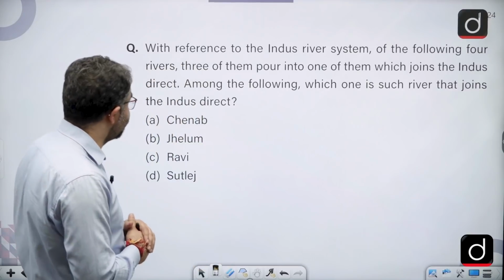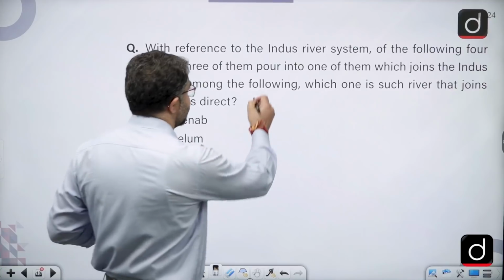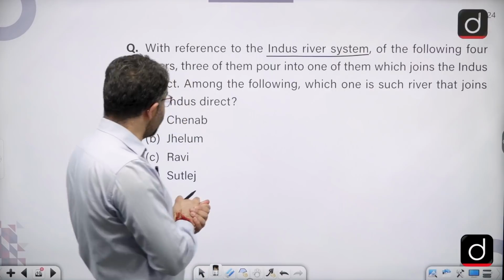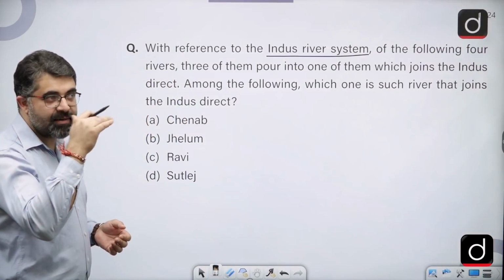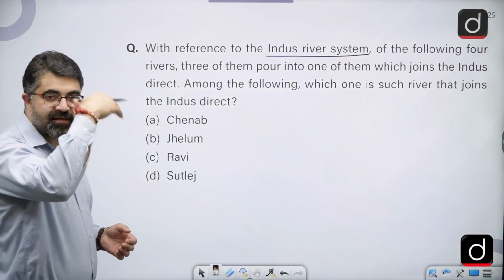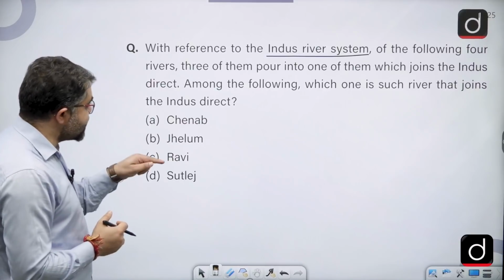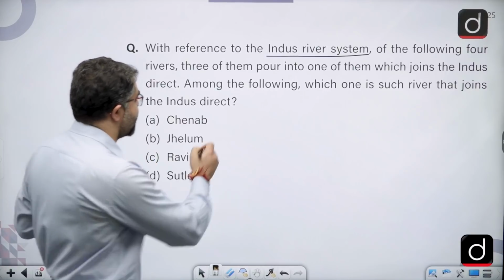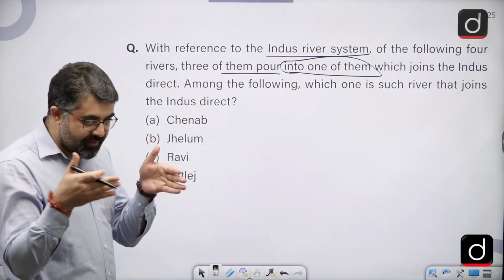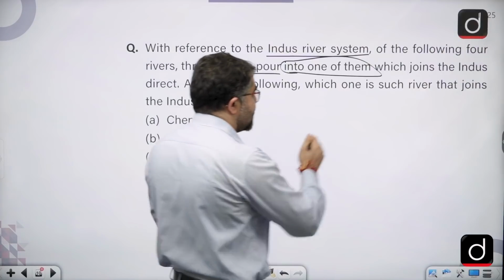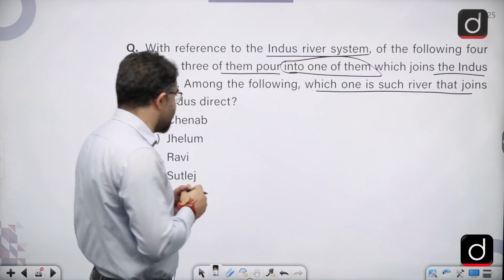Like suppose the question was asked, and it becomes a little confusing when you read the statement in the first line. With reference to the Indus river system, of the following 4 rivers. So Indus system, just go through it: Jhelum, Chenab, Ravi, Beas, Satluj, right? Plus we have Zanskar, Shyok, Gilgit, Hunza, Baltit. These are tributaries of the Indus river system. Now the question says, of the 4 rivers, 3 of them pour into one of them. Okay. So that means 3 rivers join one river, which joins the Indus directly. Among the following, which one is such a river that joins the Indus directly?